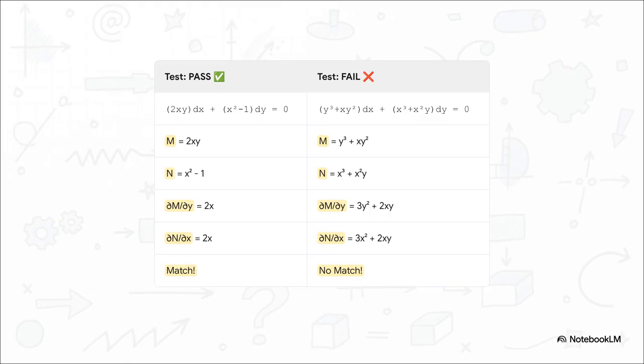The partial of M with respect to y is 2x. The partial of N with respect to x is also 2x. Boom! They match. It's exact. Now look at the right. The partials don't match up. The test fails. That equation is not exact. See? A clear pass or fail every time.